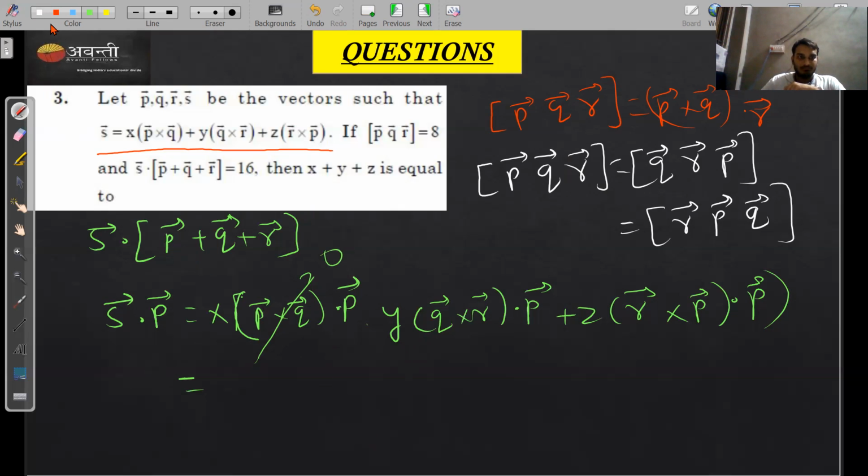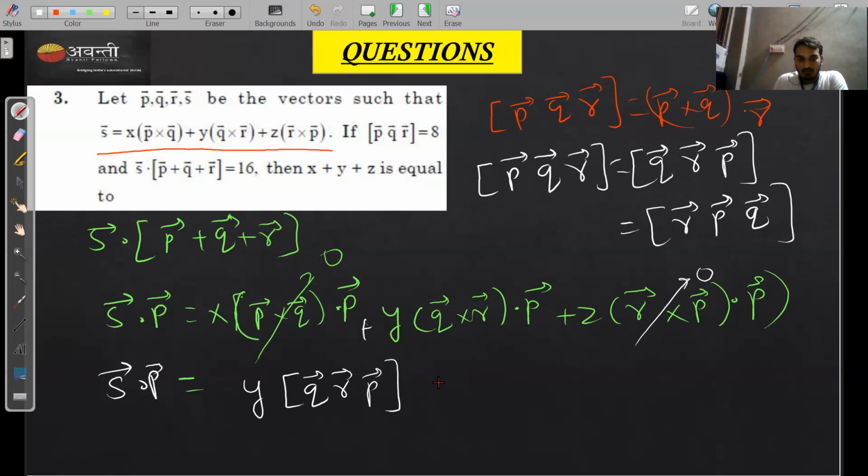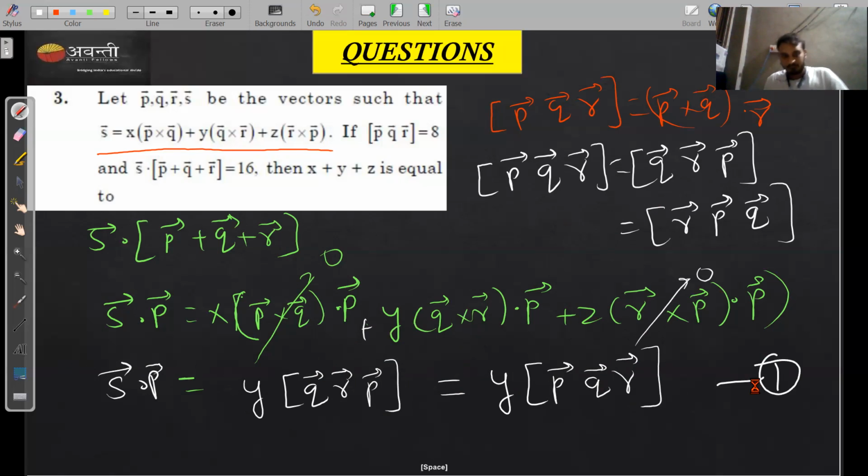And this is r cross p. Similarly, this thing is also 0. r cross p is a vector which is perpendicular to both r and p, and its dot with p would give me the angle between the two vectors. Both are at 90 degrees, so it is also 0. So s dot p is nothing but y times q cross r dot p, which is box of qrp. And we know that box of qrp is equal to box of pqr. Let's say this is equation 1.